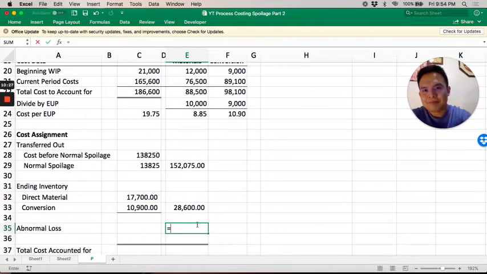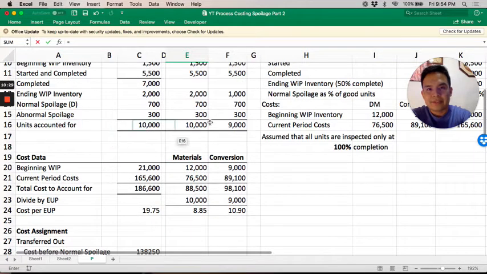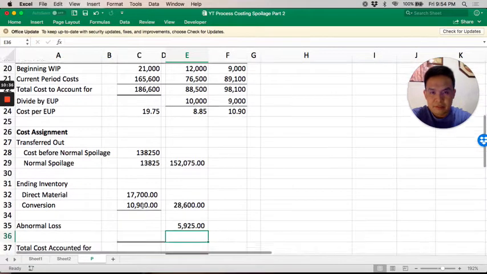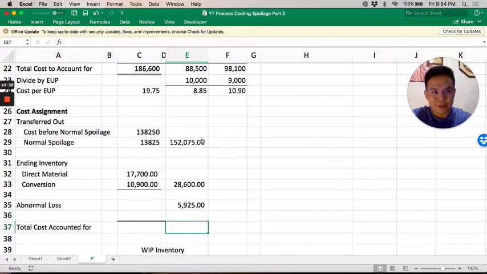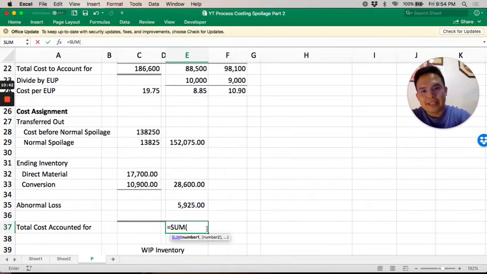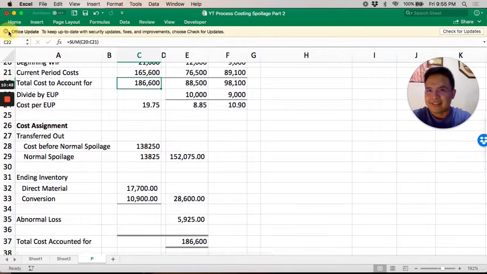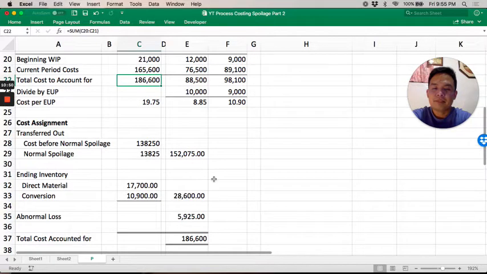Abnormal loss. So, you have 300 units of abnormal loss. Assign siya ng 19.75 isa, 5.9. So, now it goes to 3 places. There. Siyempre, pag i-total yan, dapat babalanse sa to cost to account for. Bang! 186,600. Yan, pareho, balance tayo. Thank the Lord.